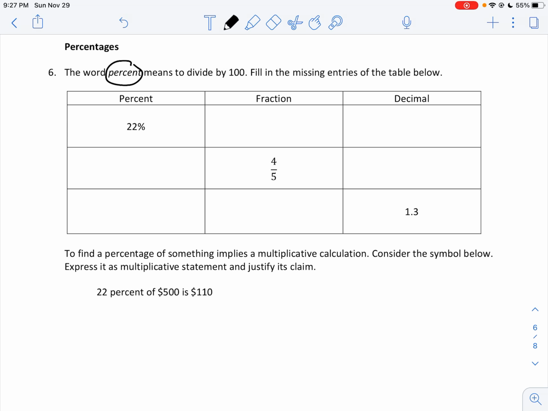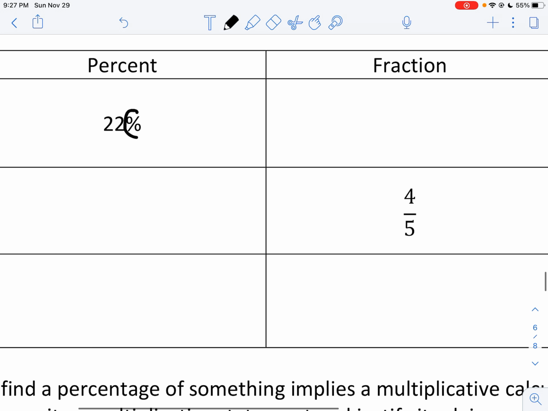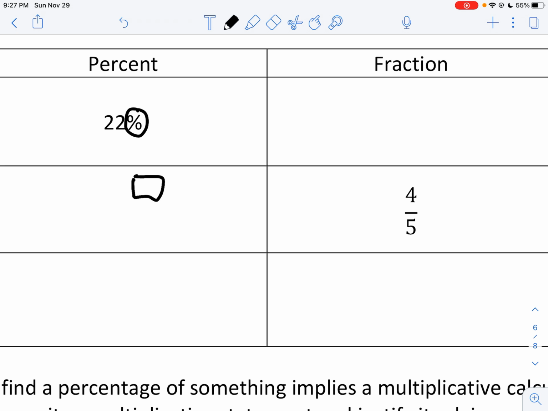Number 6, percentages. The word percent means to divide by 100. So when you see this word, the per means divide and the cent means 100. So it literally means just divide by 100. And the symbol for a percent, as you all are familiar with, is this symbol here. It looks like a fraction with a 0 over 0 being divided. It's like saying that you have a blank space over a blank space. So notice it has this fraction form, which they've turned into this symbol here, which means percent.